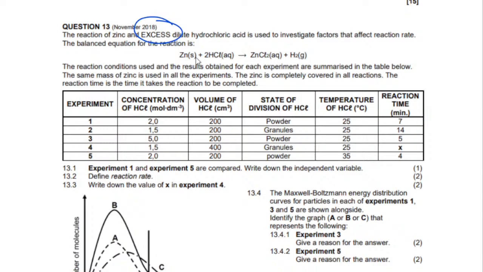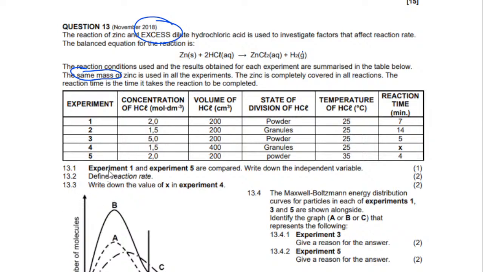They're saying that the balanced equation is there. Zinc plus hydrochloric acid gives you zinc chloride plus hydrogen. The reaction conditions used and the results obtained for each experiment are summarized in the table below. The same mass of zinc is used in all experiments. The zinc is completely converted in all reactions. Then the reaction time is the time taken. They're saying reaction time, they're not saying the rate. Time taken for the reaction to be completed.